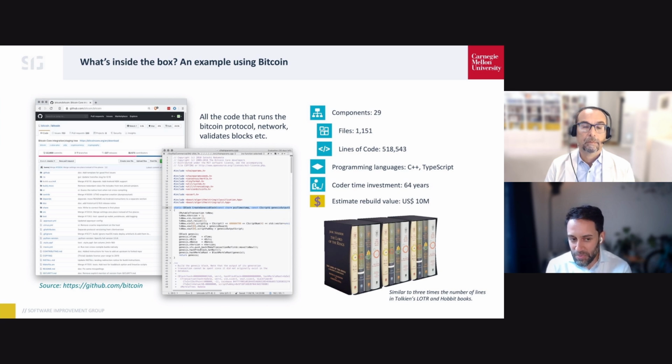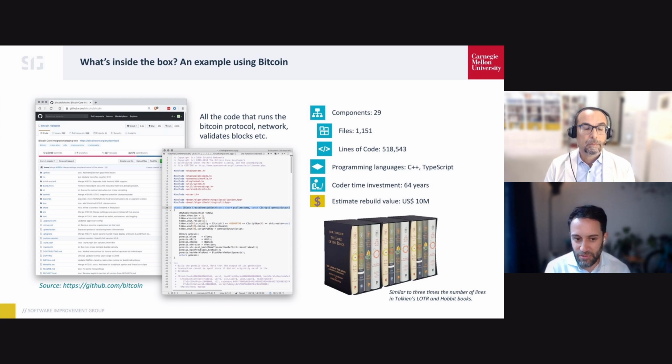Then we come to the part of the software economics, which is the coder investment time. This is not necessarily the total time that anyone spent or everyone spent on this particular project. It's a representation of the code that we have right now. So these are these 1,151 files. If one person would need to rebuild all of this code, it would take that one person 64 years. So that is kind of how this calculation works, to give you a little bit of an idea how much this actually is.